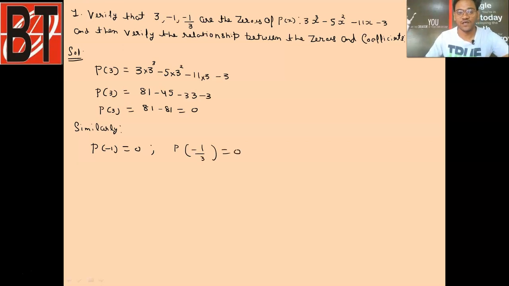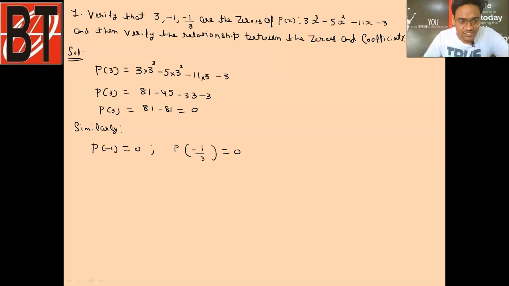Okay, it's your work. Now students, the second part of the question is verify the relationship between the zeros and coefficients. That means yes, we have to verify now whether alpha plus beta plus gamma is equal to minus b upon a or not. So let's just verify the relationship.